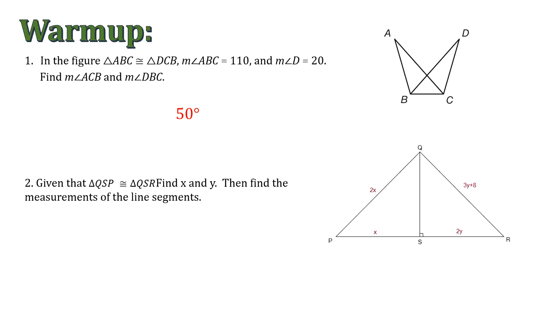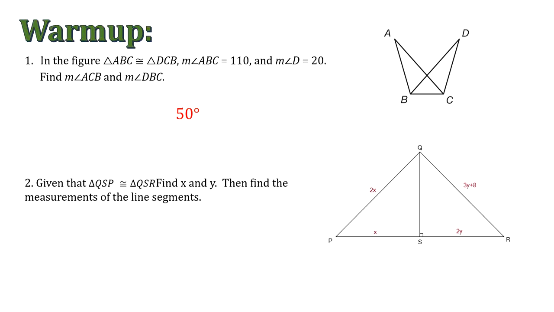The next one, we're told those two smaller triangles from the big one are congruent, so QSP is congruent to QSR, sorry. And we're asked to find x and y and then the side measurements. The first thing we know is that if the triangles are congruent, all our corresponding sides are equal. So that 2x side is going to equal 3y plus 8.